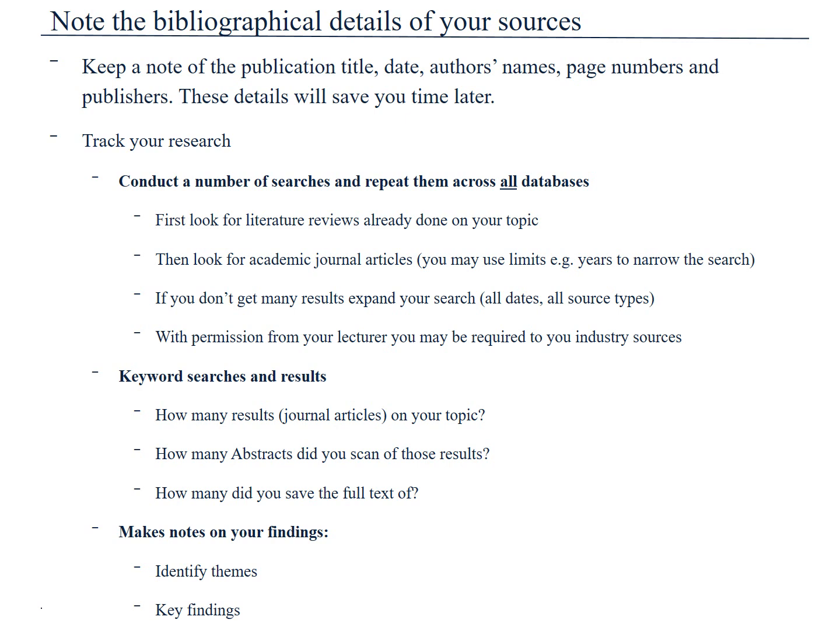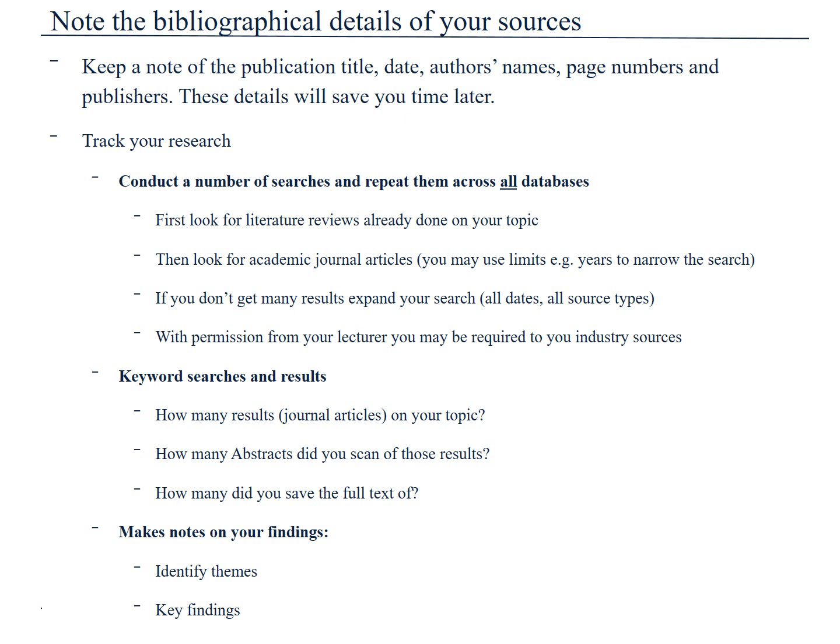You will need to conduct a number of searches and repeat them exactly across all databases. So first look for literature reviews that have already been done on your topic. They are a great starting point. Then look for academic journal articles. You might want to limit this to the last 4 or 5 years to get the latest information. If you don't get many results on your topic, consider expanding your search. With permission from your lecturer, you may be required to go to industry sources, but seek permission first.